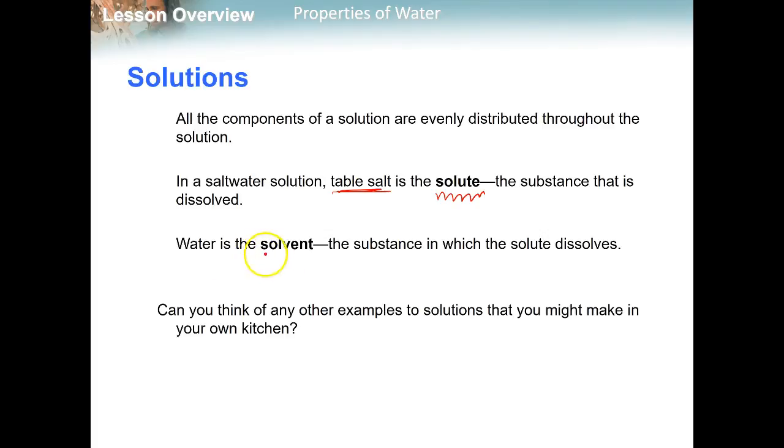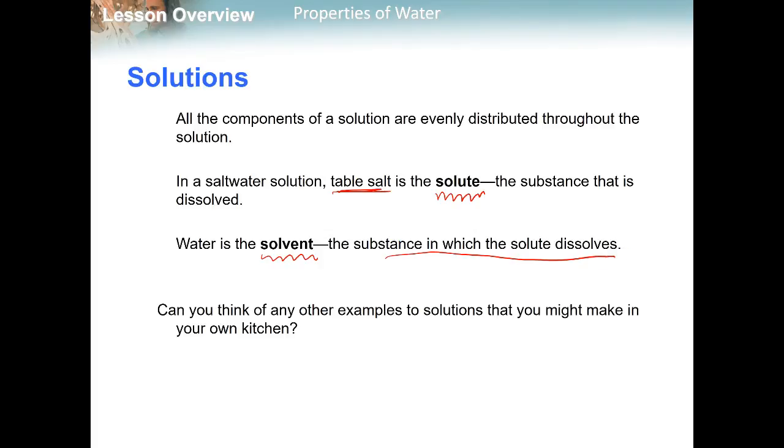The water is called the solvent. And water is a universal solvent. Water usually does most of the dissolving, and that's what solvent comes from. And this is the substance in which the solute dissolves.